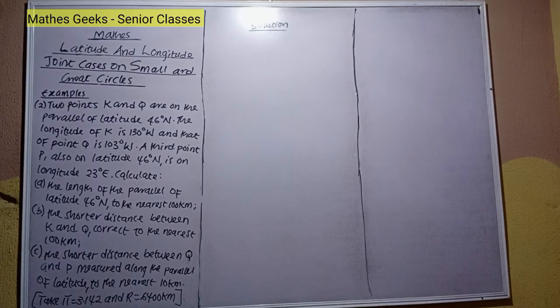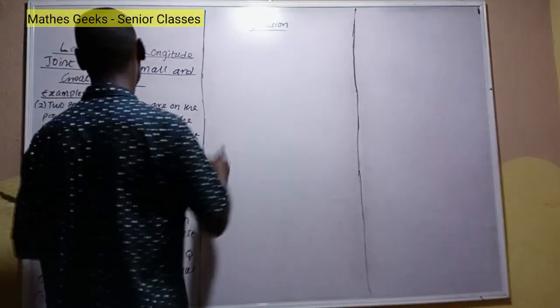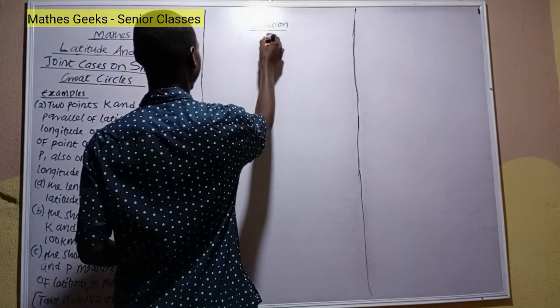B, the shorter distance between K and Q correct to the nearest 100 kilometers. C, the shorter distance between Q and P measured along the parallel of latitude to the nearest 10 kilometers. Take pi to be 3.142 and R to be 6,400 kilometers. So let's get the diagram.